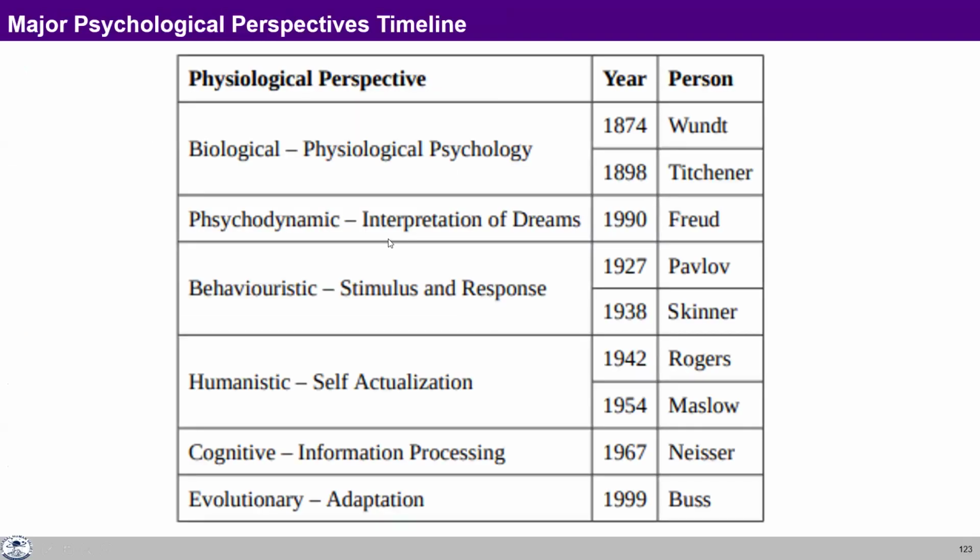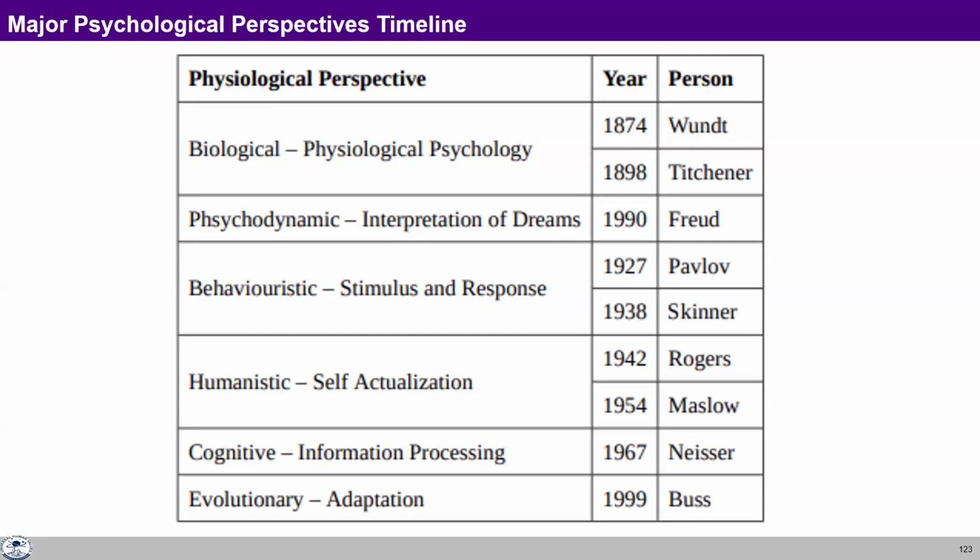Now, these are the 6 schools that we talked about, and these are the 6 perspectives. So basically, if you look at it, Wundt and Titchener, when they gave the structuralism, it was basically the physiological or the biological perspective. Freud gave the psychodynamic perspective. Pavlov and Skinner gave the behavioristic perspective, where they talk about stimulus and response. Neisser gave the cognitive, that is information processing perspective. And when it is evolutionary, it is talking about adaptation. So it is a next kind of perspective.